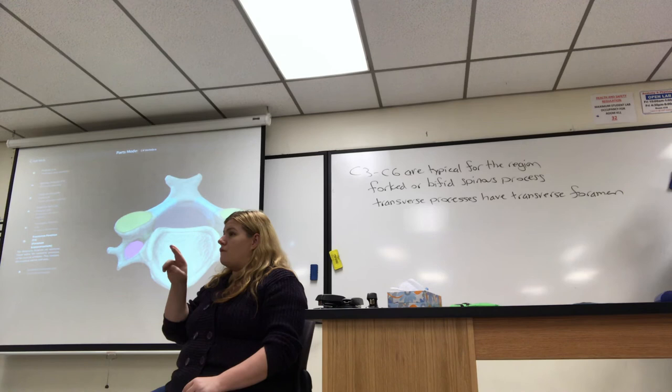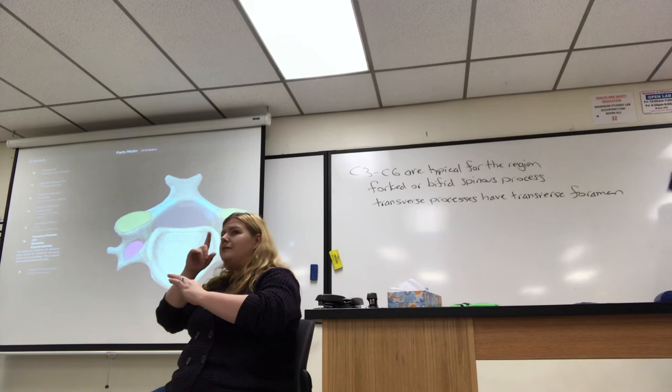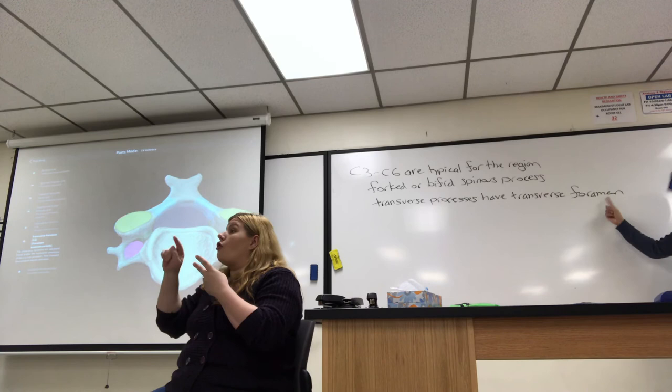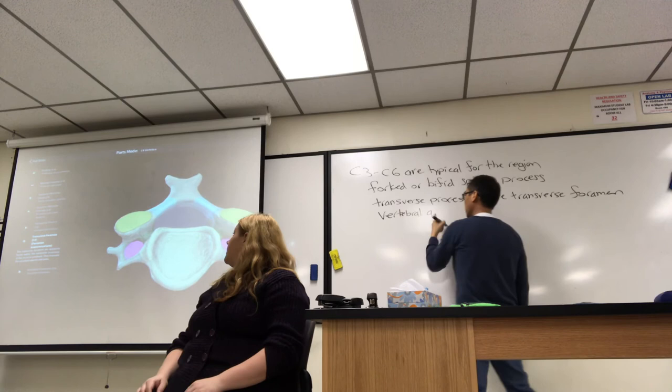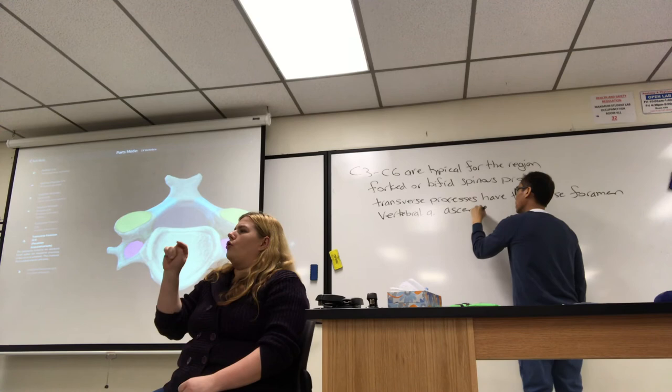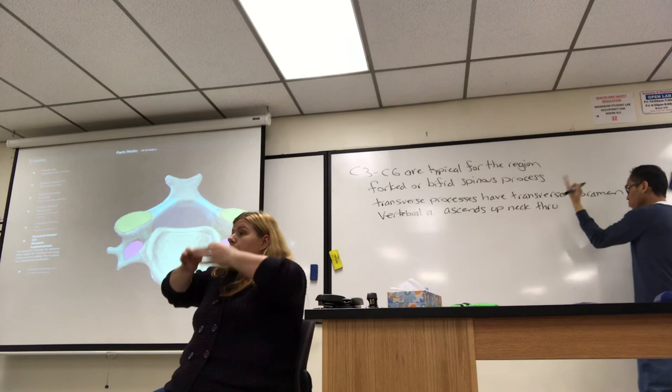Whenever you have a hole, there's a good reason for it. There's a nerve or blood vessel going through there. There's an artery called the vertebral artery. For that reason, it actually ascends up the neck through those holes. Vertebral artery, little a is my abbreviation for artery, ascends up the neck through these transverse foramen.